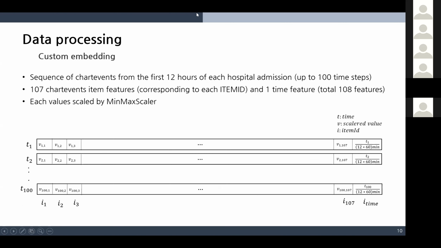As sequential medical works do, we used a sequence of events for the first 12 hours of each hospital admission to predict septic shock development. We limited the maximum time step to 100. And in each time step, we created a feature vector where each dimension was an item ID, and the measurement values for the respective item ID were used.